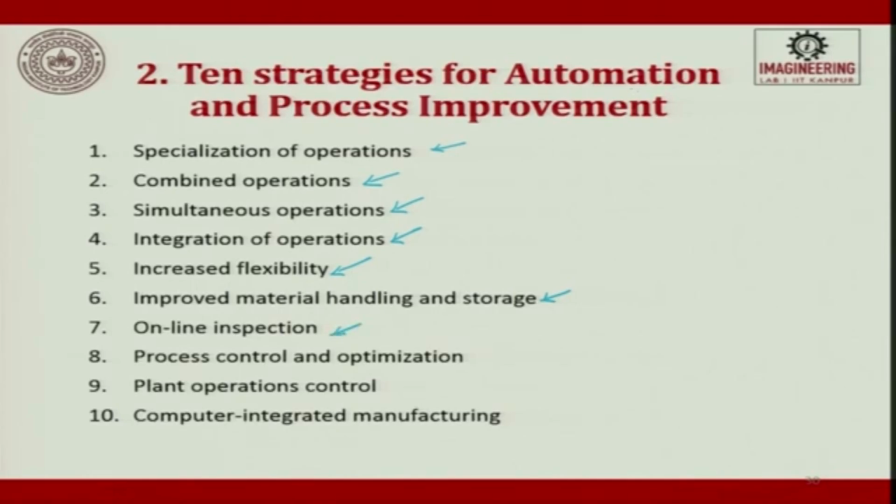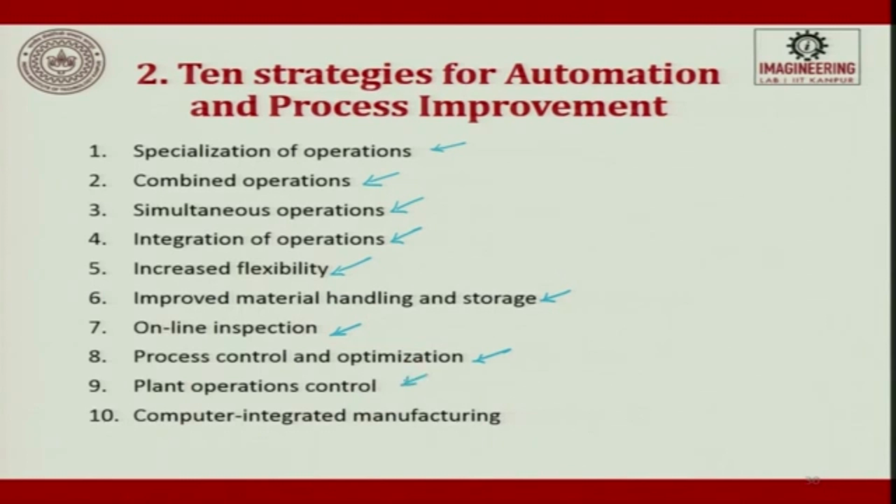Online inspection is another strategy. Process control and optimization. Online inspection is one. Process control is where you draw a chart and then find out the process capability index and process capability, and then you try to do.